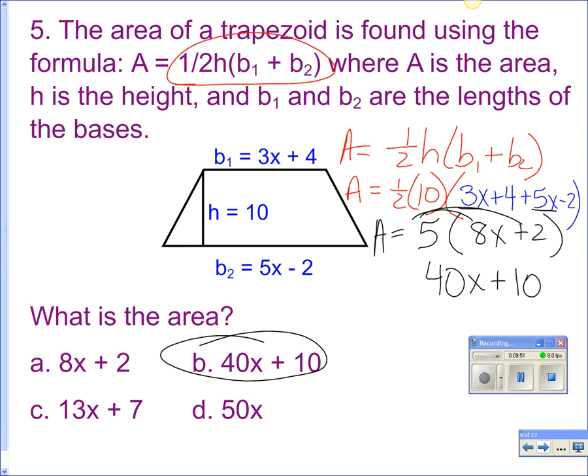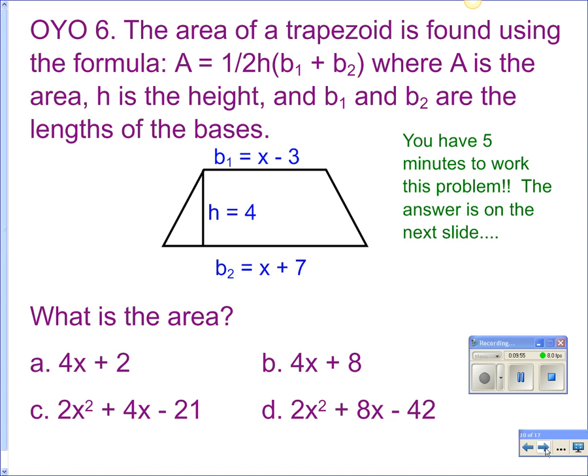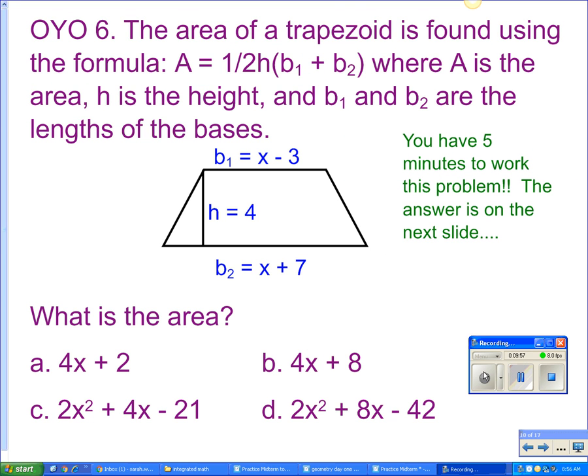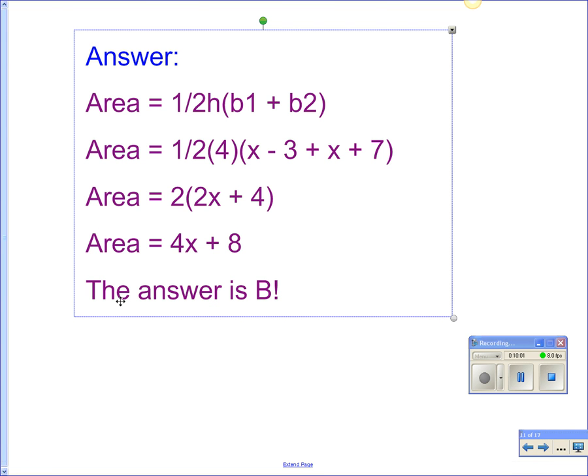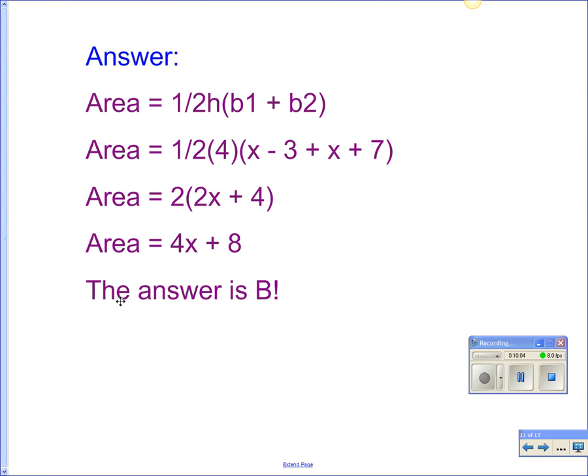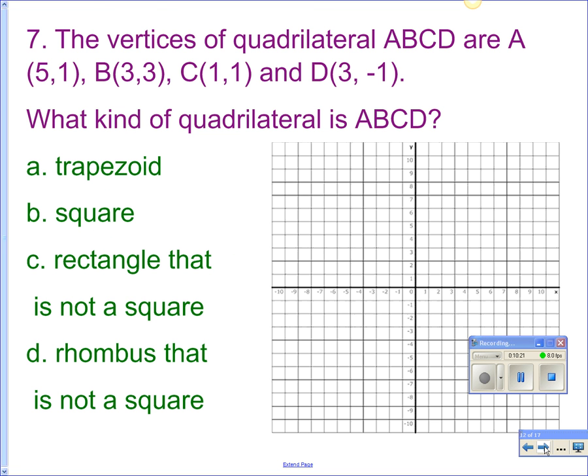Y'all good? Okay, what's the next one? All right, guys, thank you for your hard work. The answer is B to that one, too. How many people got that right? Got B? All right. Yeah? Oh, I'm sorry. How close you get? What were you doing? Zoning out again? Yeah, Ethan? You got B? All right, good. Okay. Number 7, is that one on the back?